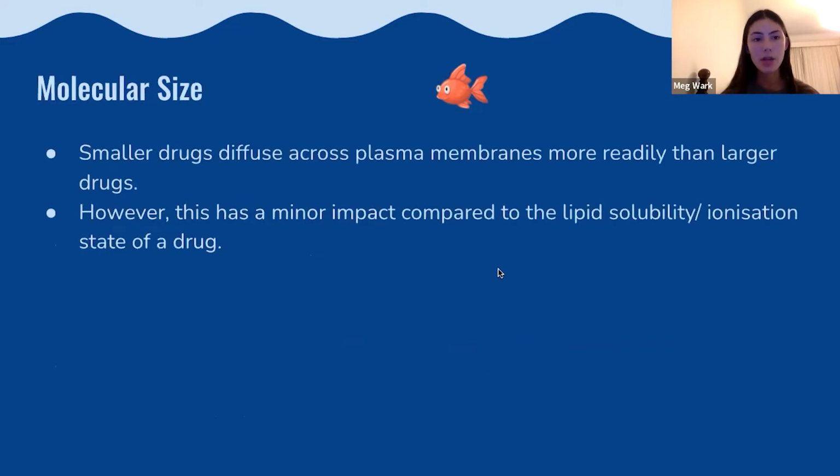Molecular size also impacts drug absorption. Smaller drugs diffuse across the plasma membranes more readily than larger drugs, just because of their size, it's easier for them to fit. However, this has a minor impact compared to the lipid solubility and ionization state of a drug. Those are the main two factors that will determine how it can absorb. Molecular size doesn't have the biggest impact.